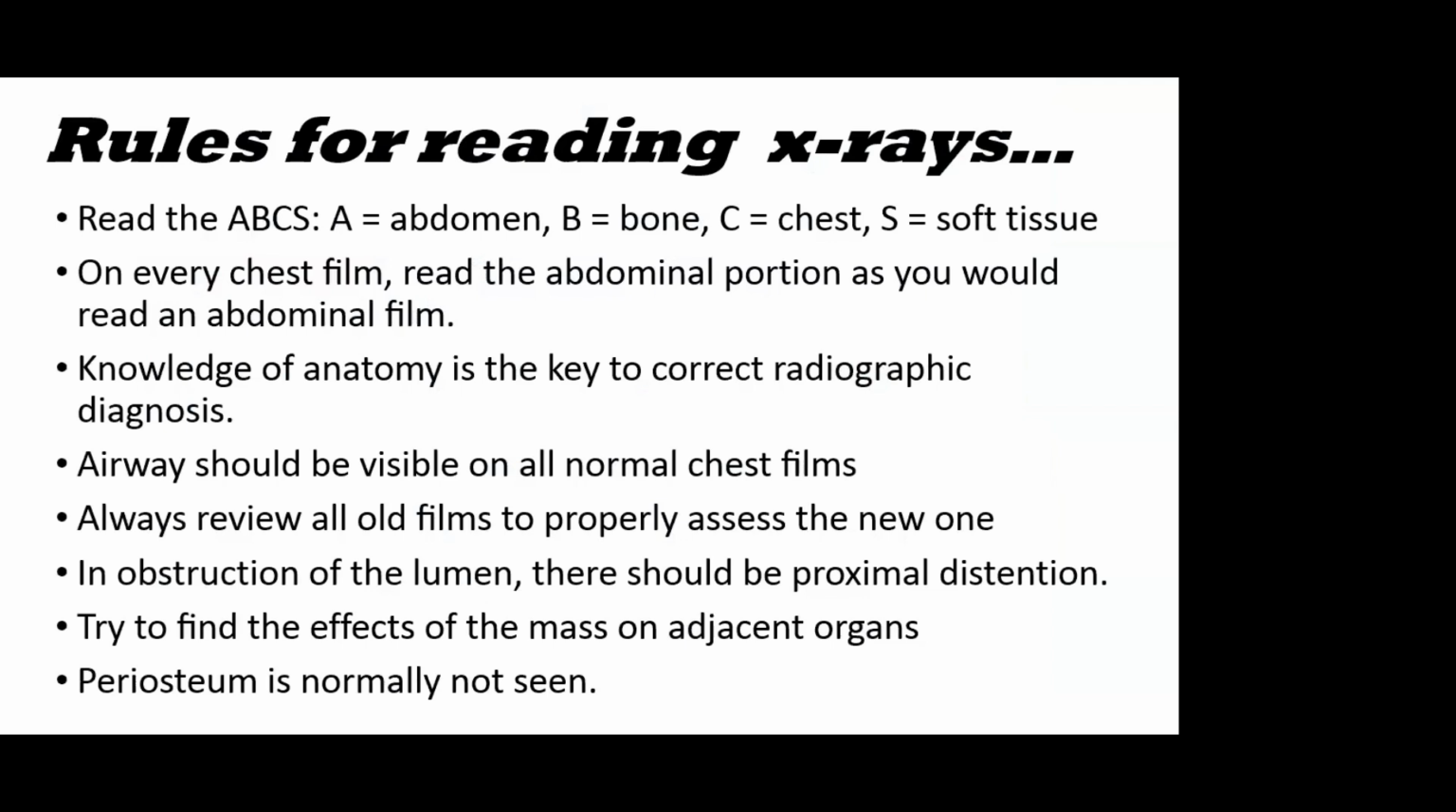Knowledge of anatomy is a key to right diagnosis. Airway should be visible on all normal chest films. Always review an old film to properly assess the new one, if you have serial X-rays done. In obstruction of lumen, there should be a proximal distension. Remember that. Try to find the effect of mass on the adjacent organ. And periosteum is generally not seen in neonatal X-rays. So these are the few rules when you are reading an X-ray.